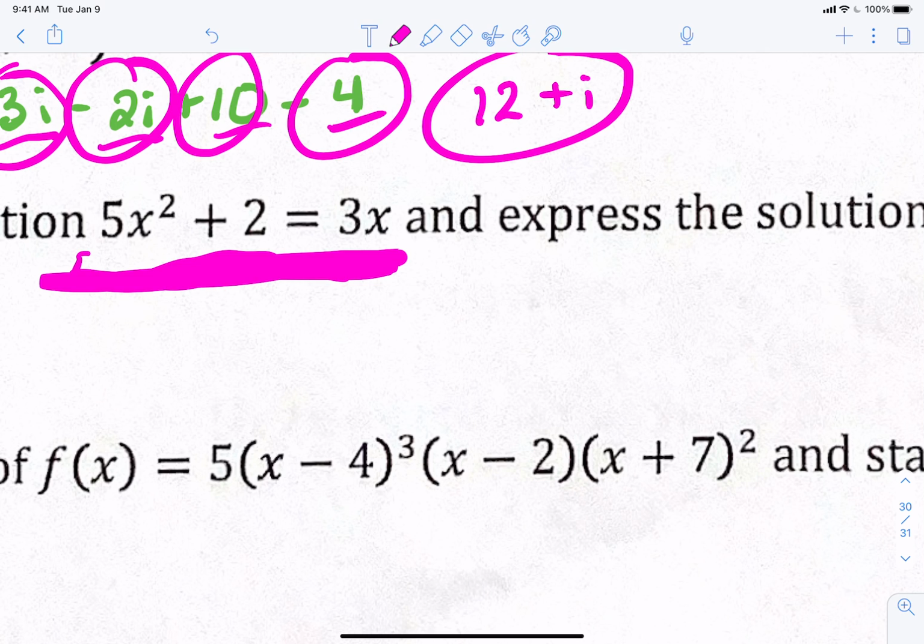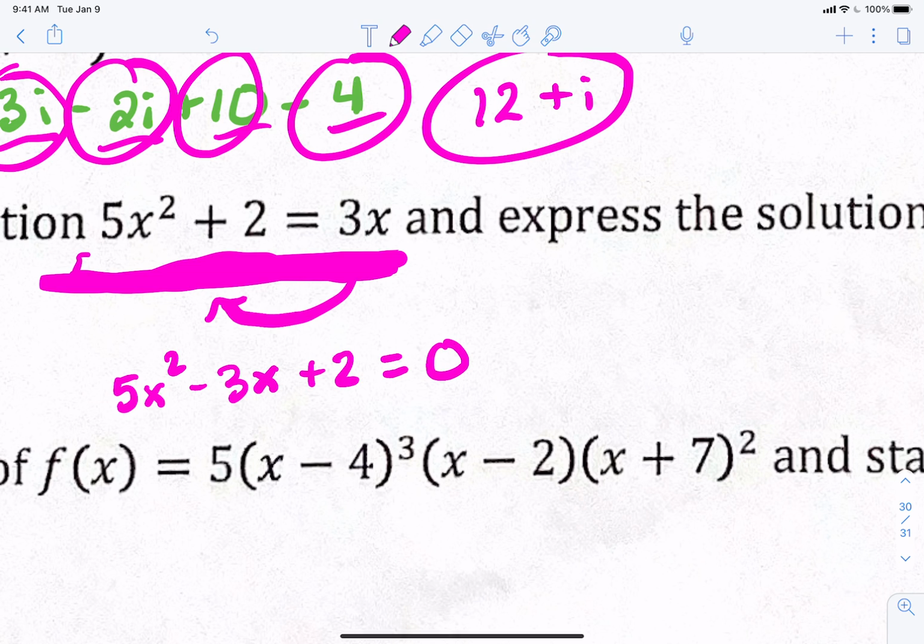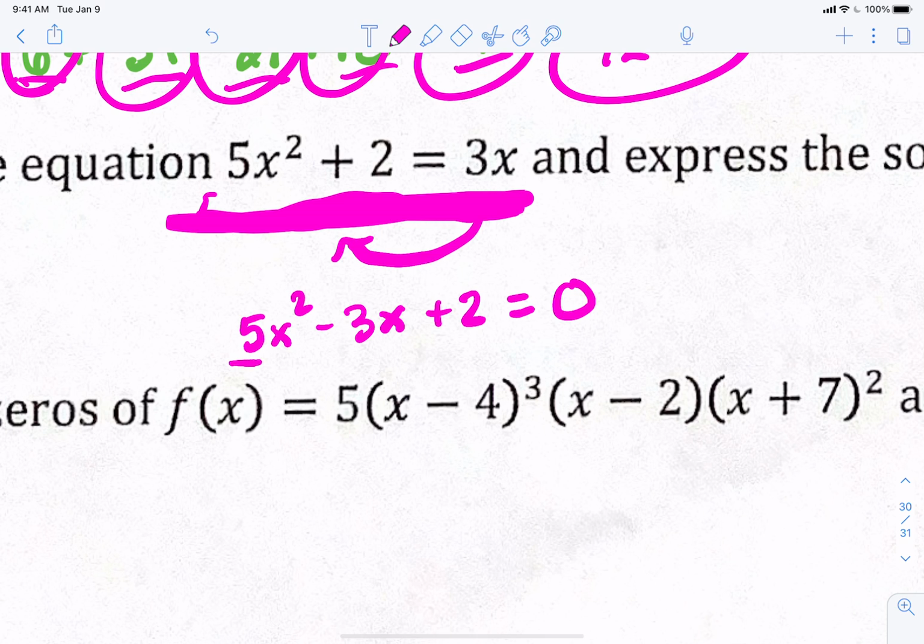Is it ready to go? No. What do we need to do? Move the 3x over. So, what does it look like when we move it over? 5x squared minus 3x plus 2 equals 0. Now, quadratic form. It's a complex trinomial, but if you take 5 times 2, that's 10. What can you multiply to get 10, but when you add them, give you negative 3?